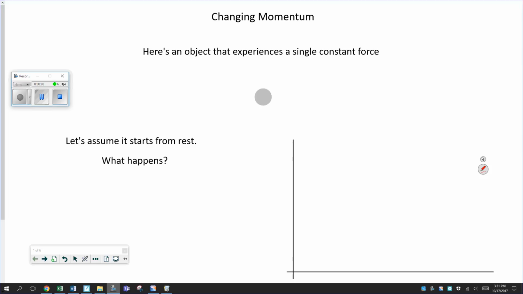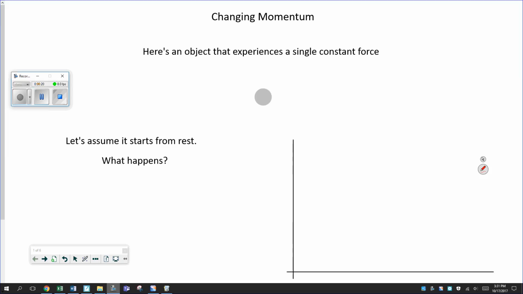Folks, we started to talk about changing momentum and changing energy. We're going to focus on the momentum part for today, and people in my classes have gone through an exercise to lead you into this. This is a review for some and maybe new for others.